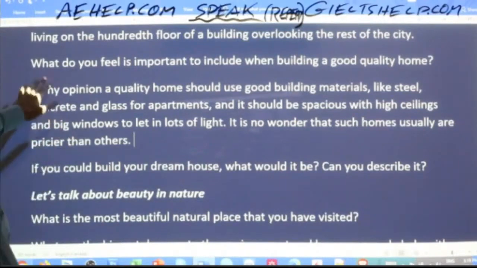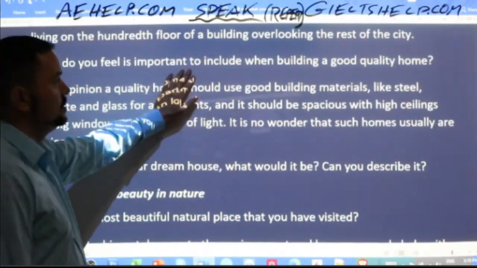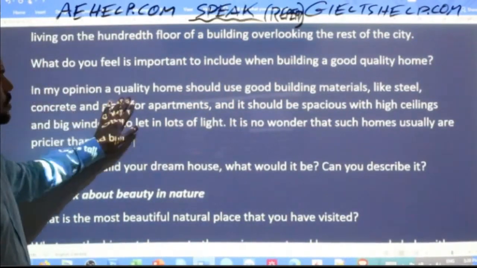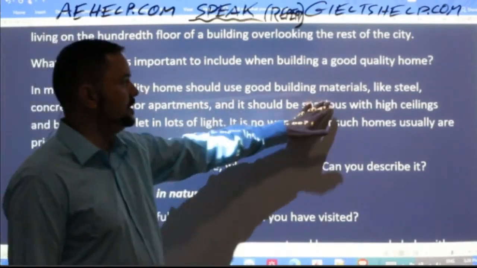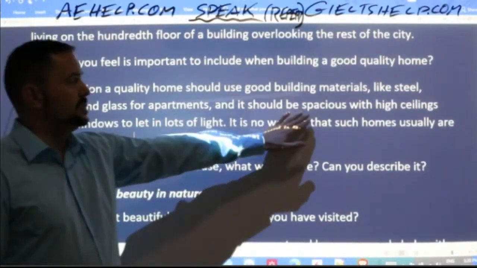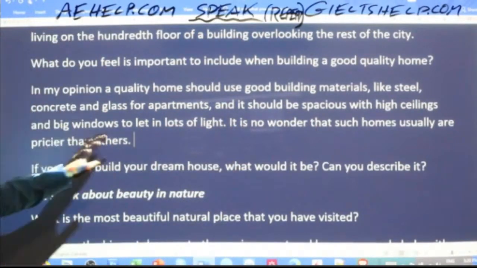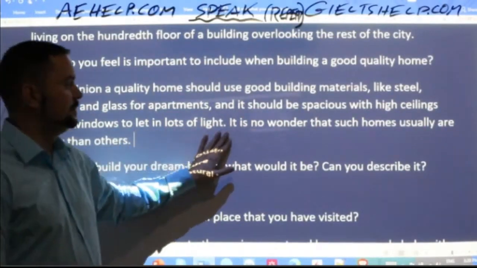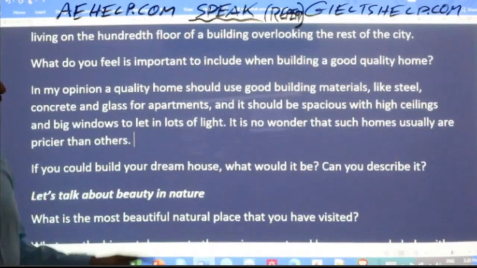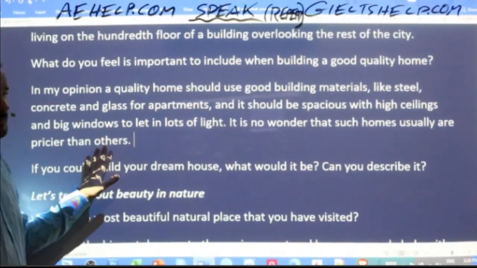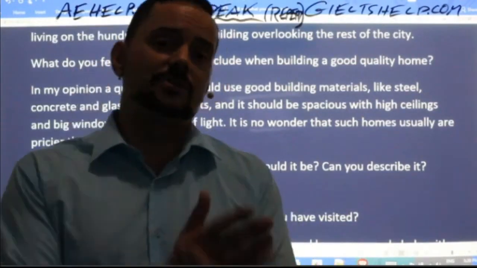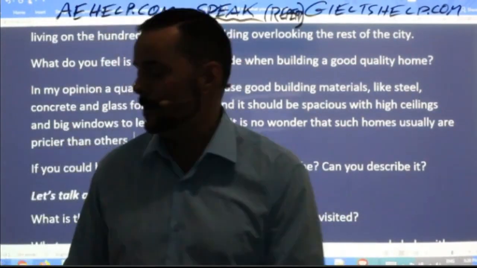Here we go. What do you feel is important to include when building a good quality home? In my opinion, a quality home should use good building materials like steel, concrete, and glass for apartments. And it should be spacious with high ceilings and big windows to let in lots of light. It is no wonder that such homes are usually pricier than others. And I stop there because if I keep talking about price, then I'm going off topic. And the examiner is going to interrupt me and say, okay, let's just keep going now.